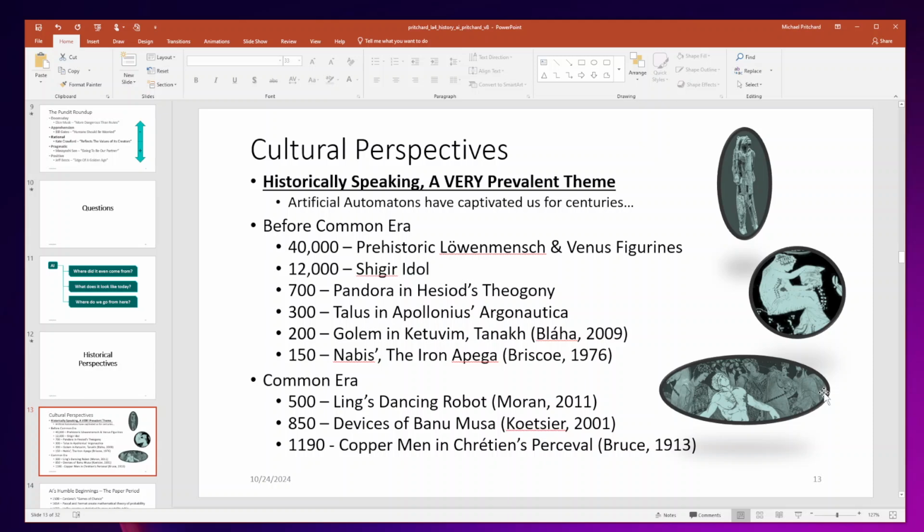In China, Ling's Dancing Robot. There was also the devices of Banu Musa, which really gave the concept of fluidic machines a whole new meaning. And then in 1190, this concept of Percival's Arthurian copper men showed up.